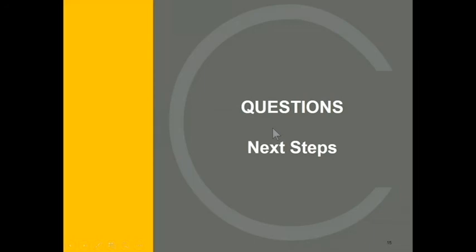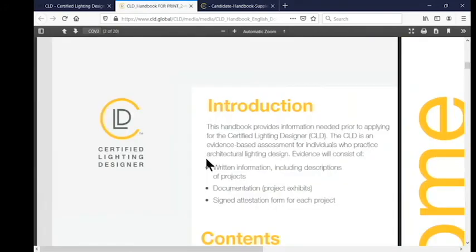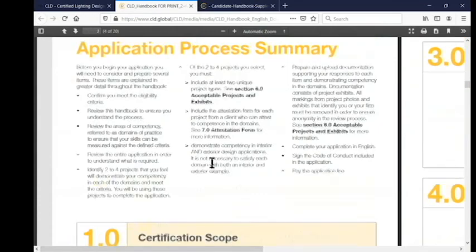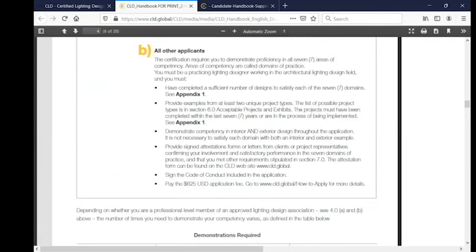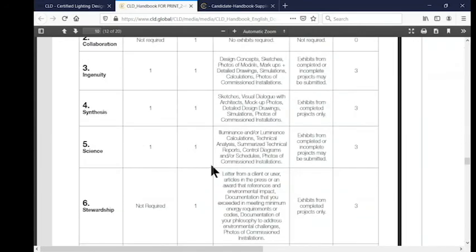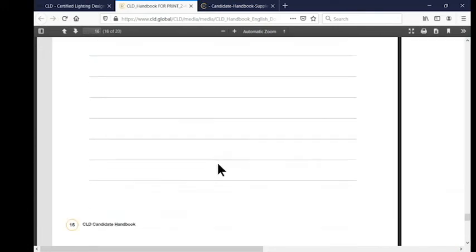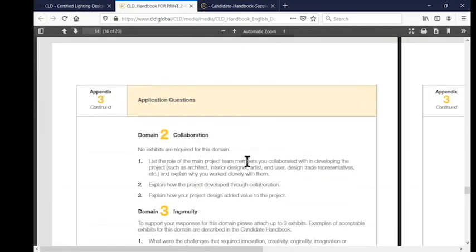So it's this one with the questions in. The applicant handbook has all the questions to the domains in there, so you're not surprised when you go into the application and see what the questions are. You can prepare yourself ahead of time and figure out, okay, maybe this project isn't as good as this other project to answer goals and outcomes, so I'm going to use this library, let's say. And then for science, I'm going to want to use the museum that I did.